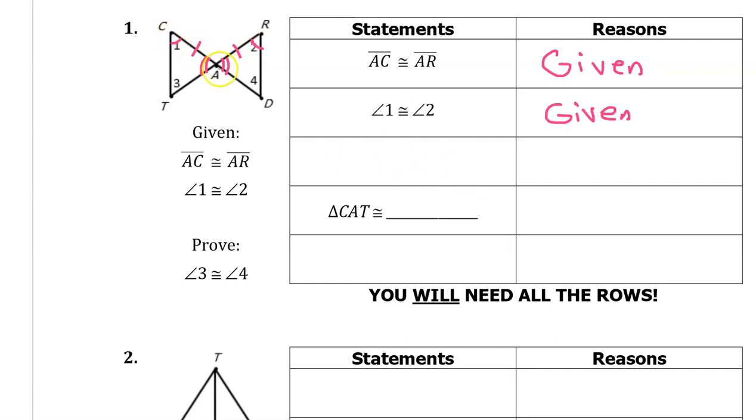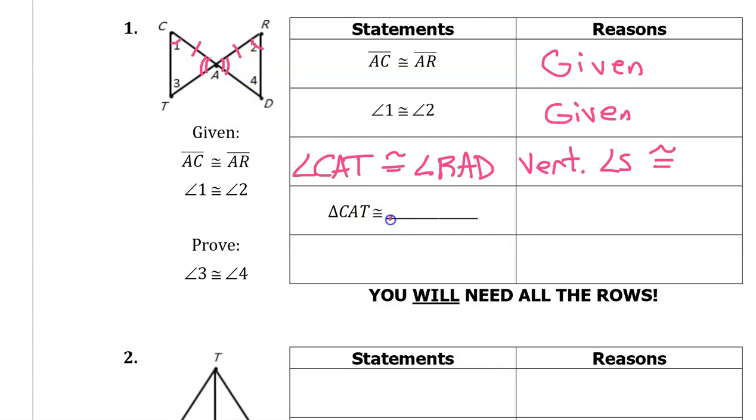So we need to use the three-letter name instead. So we will say angle CAT is congruent to angle RAD. For the reason, we will say vertical angles are congruent. Whenever you have vertical angles, you write them down and say vertical angles are congruent. That is enough information for us to say that the two triangles are congruent.